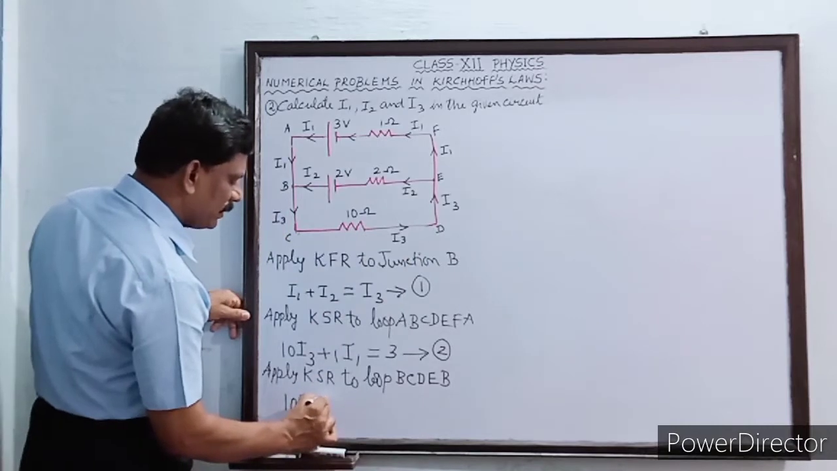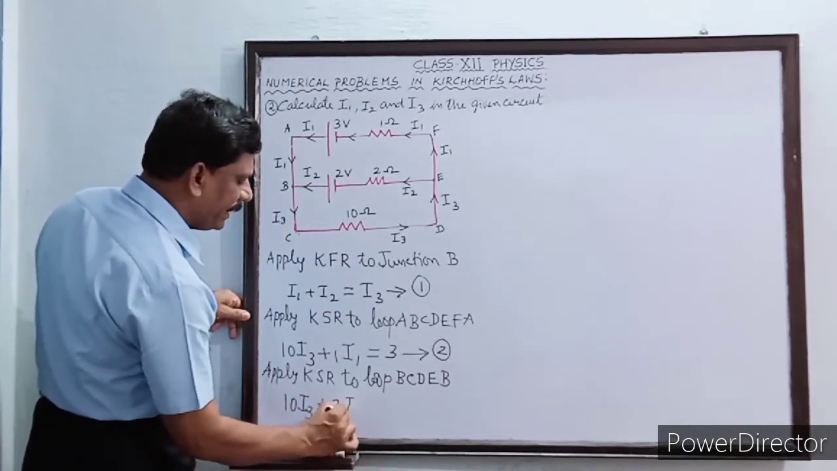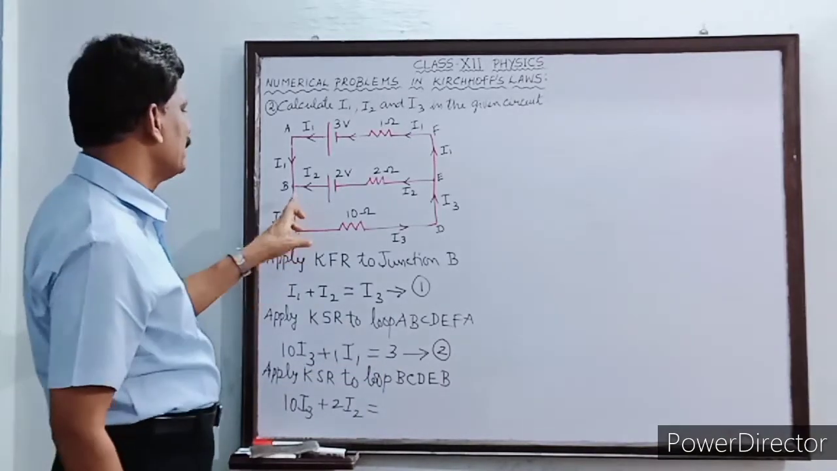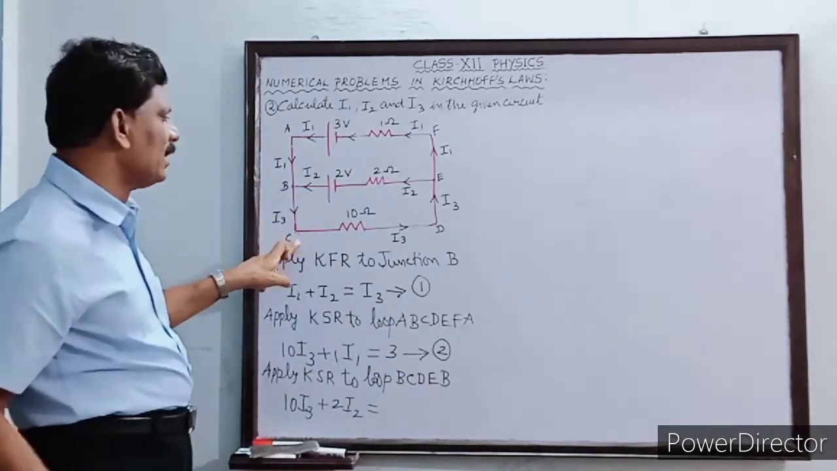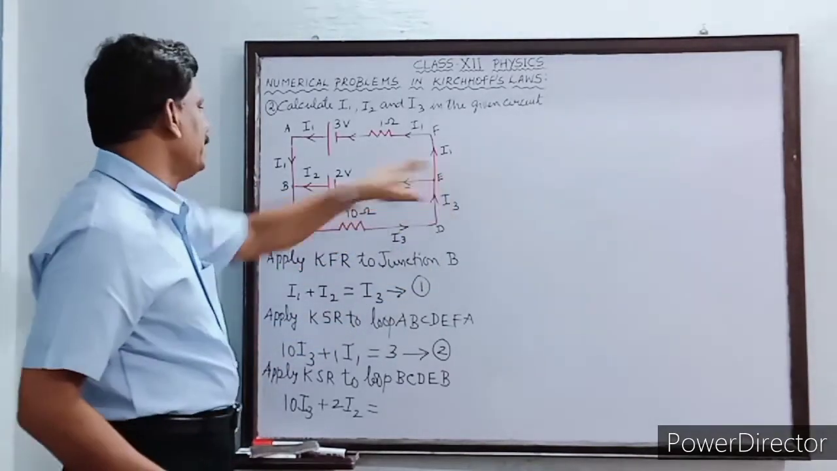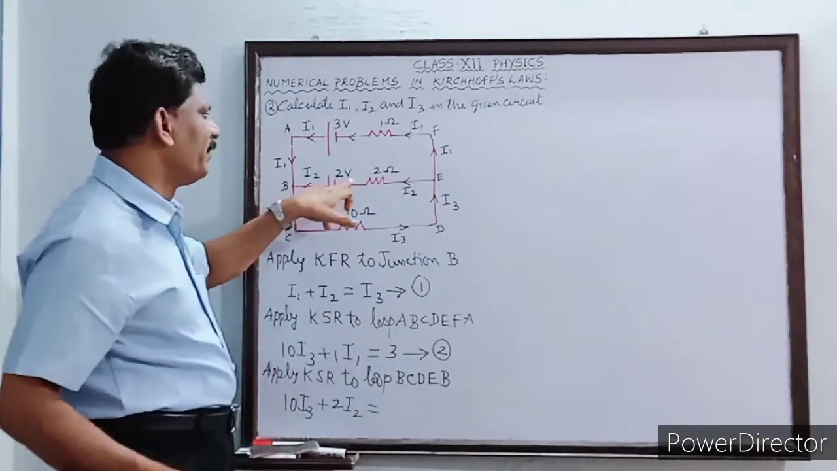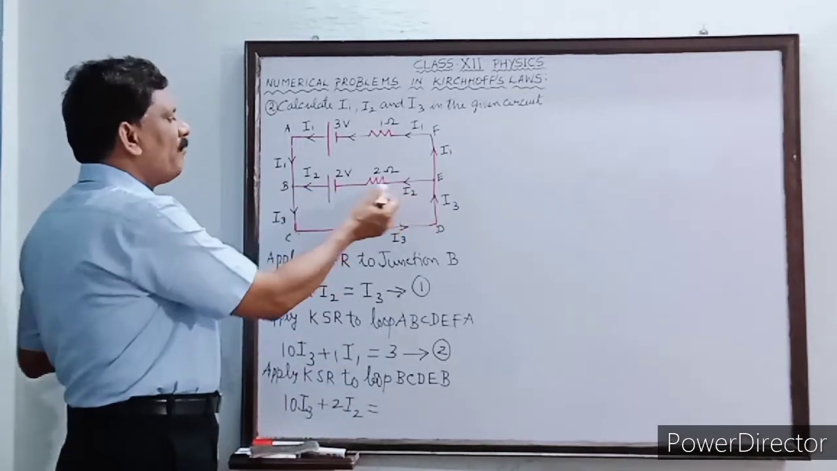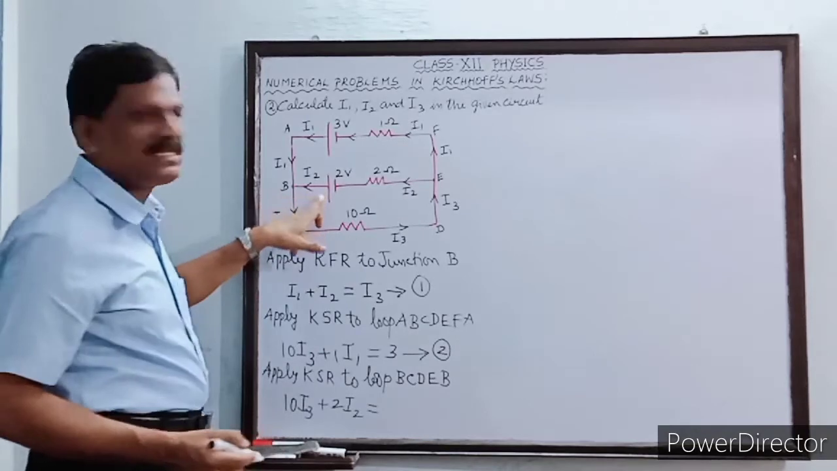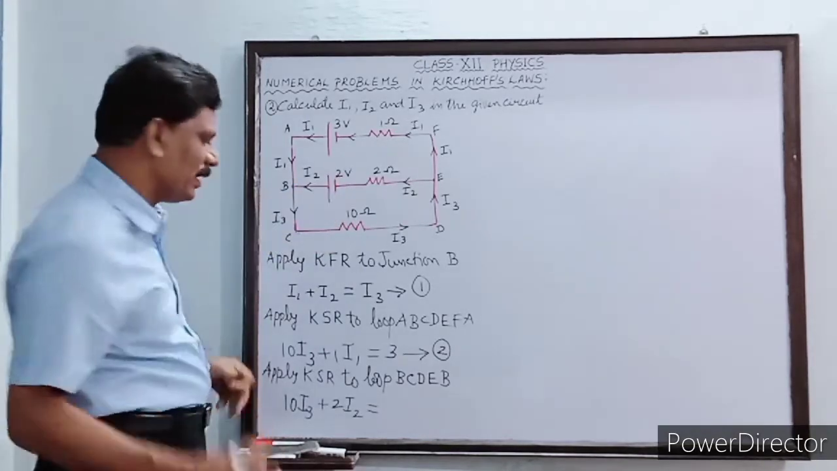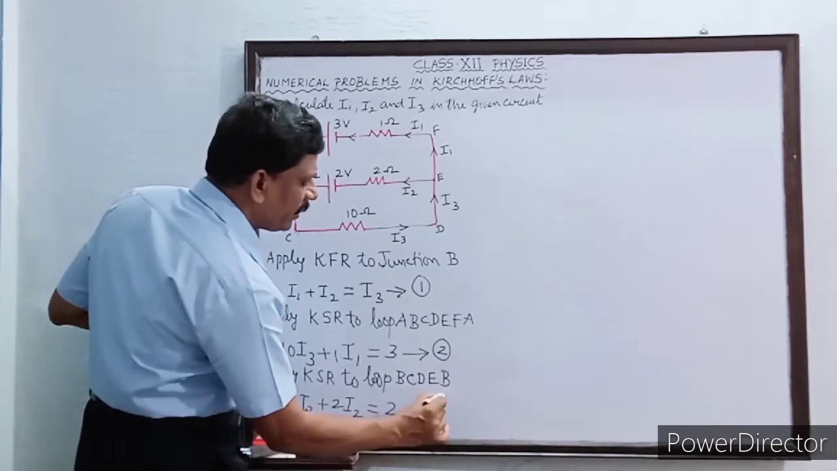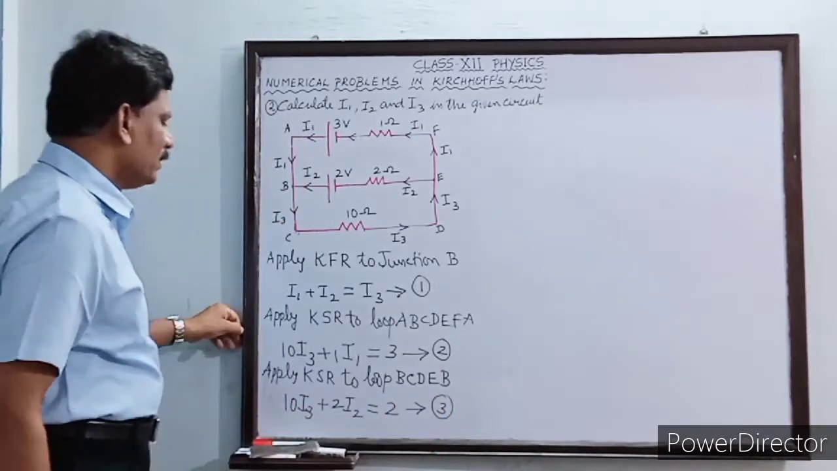So this is 10I3 plus 2I2, and this is equal to the algebraic sum of the EMFs. B to C, there is no cell. C to D is also no cell. D to E, no cell. And E to B, there is one cell of EMF 2 volt. The current I2 flows such that it leaves from the positive terminal of the cell. Therefore 2 volt is also positive. So this is equation 3. I have got equation 3.